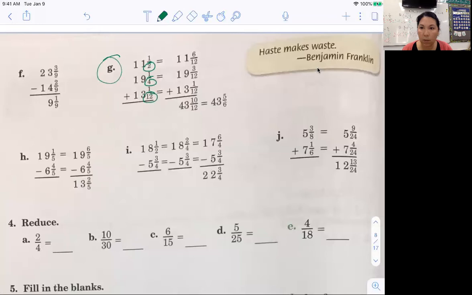Okay, so now all of those fractions are changed correctly. Let's see if they added right. What's 6 plus 3? 9. What's 9 plus 1? 10. Okay, so we got 10 twelfths.